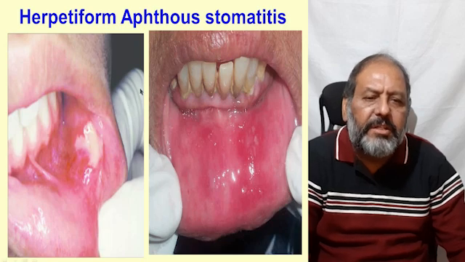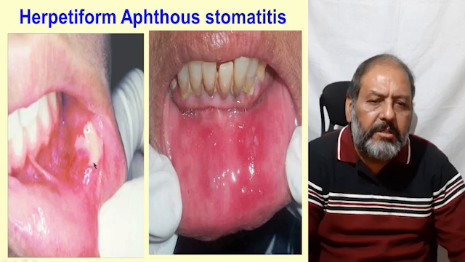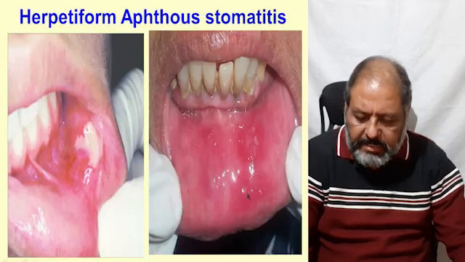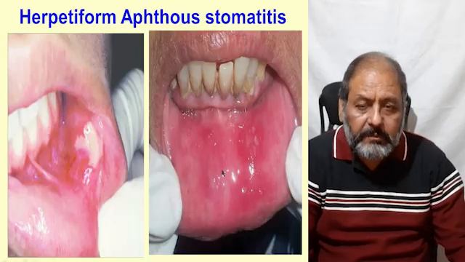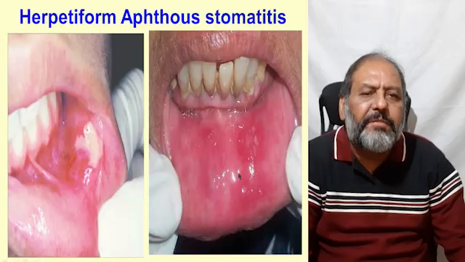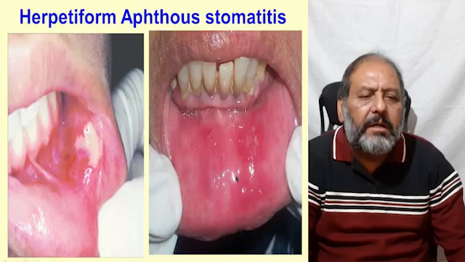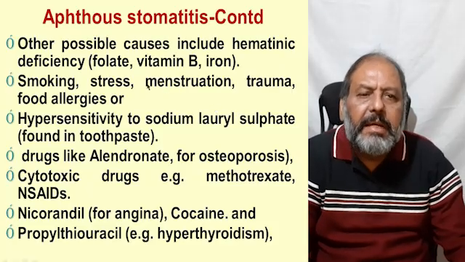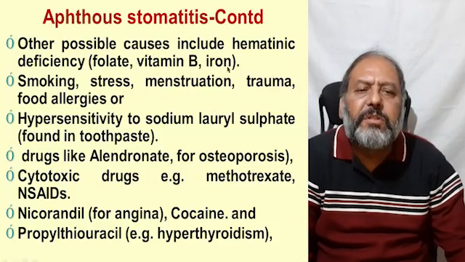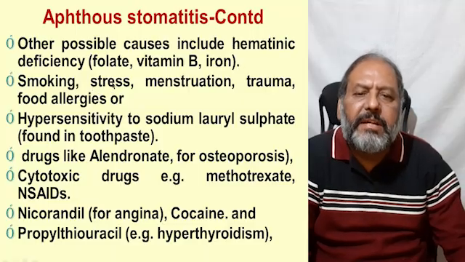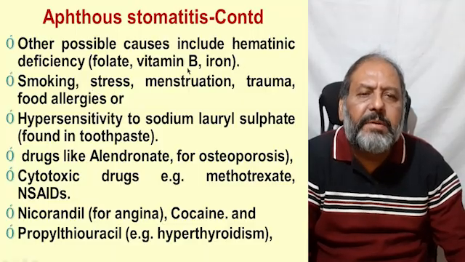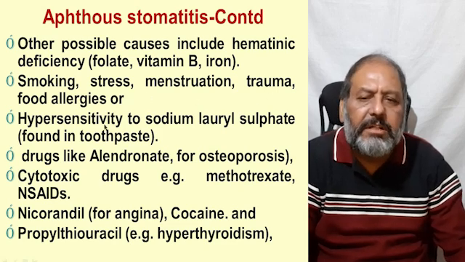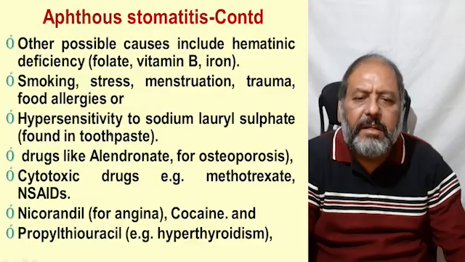And here one can see herpetiform aphthous stomatitis. These are larger and look like herpes, so the name is herpetiform, but these are not herpes and have no relation with the virus. Other possible causes of aphthous stomatitis include hematinic deficiency like folate, vitamin B or iron deficiency, smoking, stress, menstruation, trauma, and food allergies.